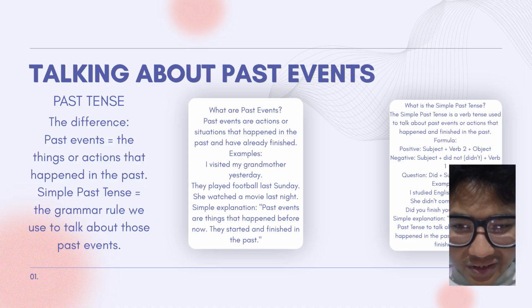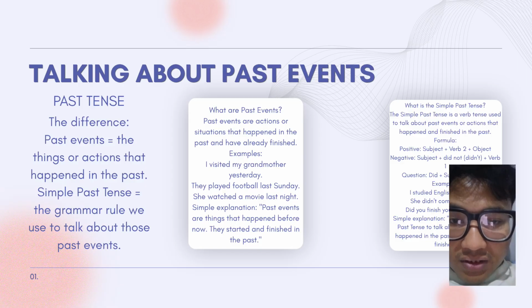Okay. For the next slide, regular and irregular verbs. Come take a look. In English, there are two types of verbs in the past tense. Regular verbs are easy because we only add ed or d. For example, play becomes played. Irregular verbs are different because they do not follow the same rule. We have to memorize them. For example, go becomes went, eat becomes ate, and buy becomes bought.